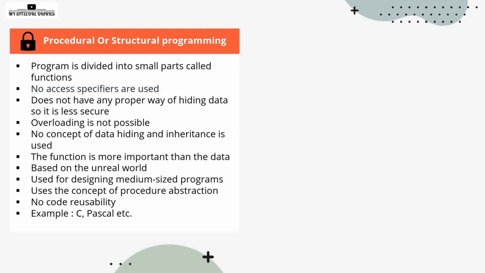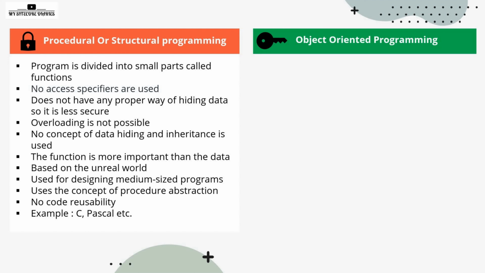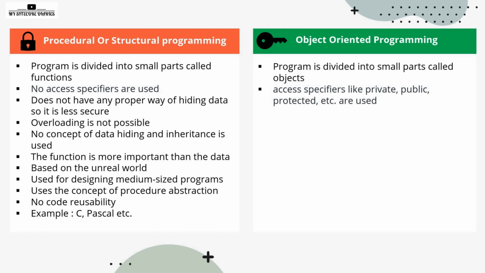Now, what is object-oriented programming, and what is done in it? In object-oriented programming, what is important is the objects. The program is divided into small parts called objects. Access specifiers like private, public, protected, etc. are used. So you can control which data or which method of the object can be shown to the external world, and you specify that by using access specifiers.